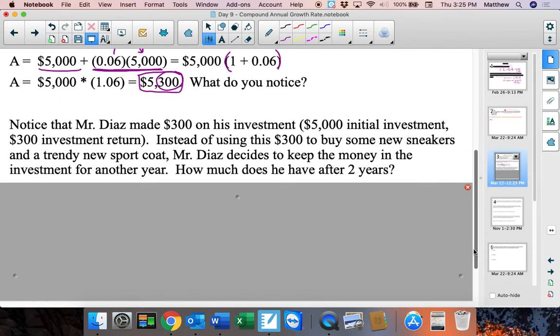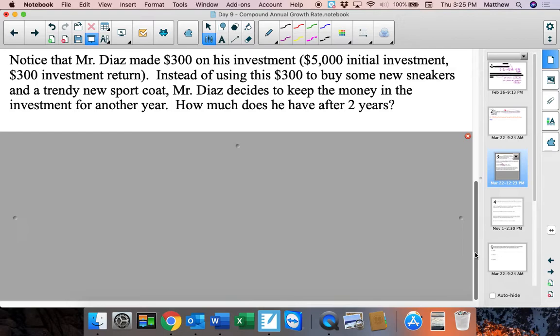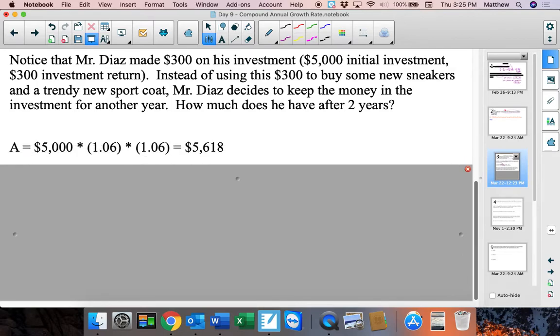So here's just another way to think about that. We could say that instead of using this $300 to buy some new sneakers and a trendy new sport coat, because Mr. Diaz always likes to be styling, he decides to keep the money in the investment for another year. So how much does he have after 2 years? Well, if you think about where this is going, we're going to take that 5,300 and multiply it by 1.06 again, right? So here was our first year, but then we multiply it by 1.06 again. And notice that in the first year he made $300, but now it's up to $618. So now we had a change of $318.